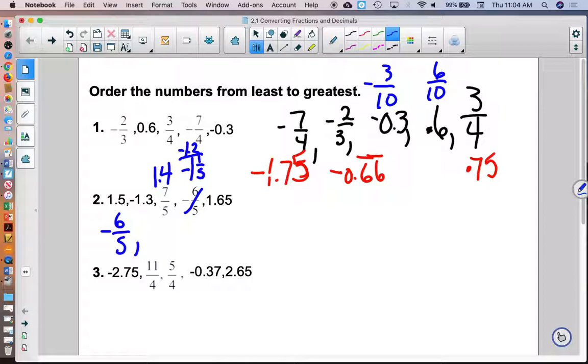Good. So is -6/5 not my smallest then? Yeah. Because that's -1 and 2/10 or -1 and 3/10. Which one is farther away from 0? -1.3. So I better have my -1.3, then my -6/5. So that gets both of those. Okay? Where do I go from there?